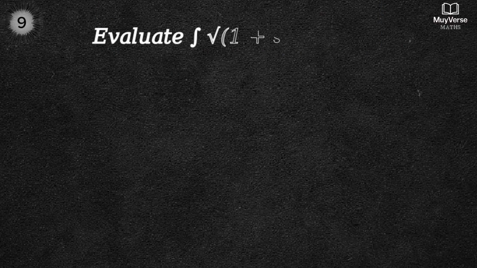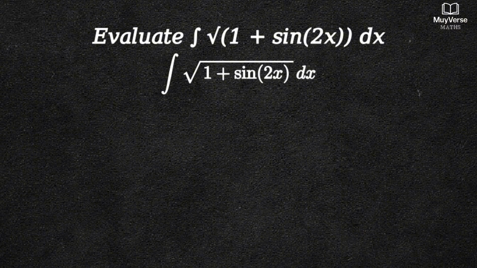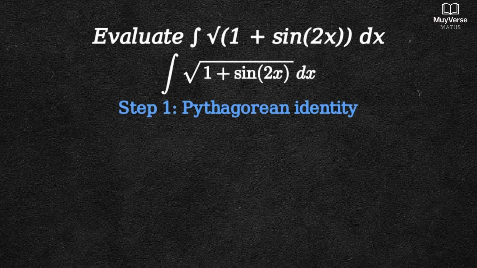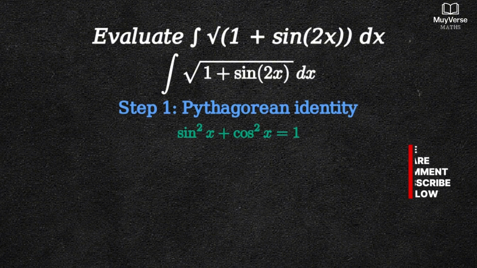In this quick lesson, we will evaluate the indefinite integral of the square root of 1 plus sine of 2x. Our plan is to turn what is inside the square root into a perfect square, simplify, and then integrate step by step with no skipped steps. Step 1. Use the Pythagorean identity. Sine squared x plus cosine squared x equals 1. We will substitute that 1 into the integral.